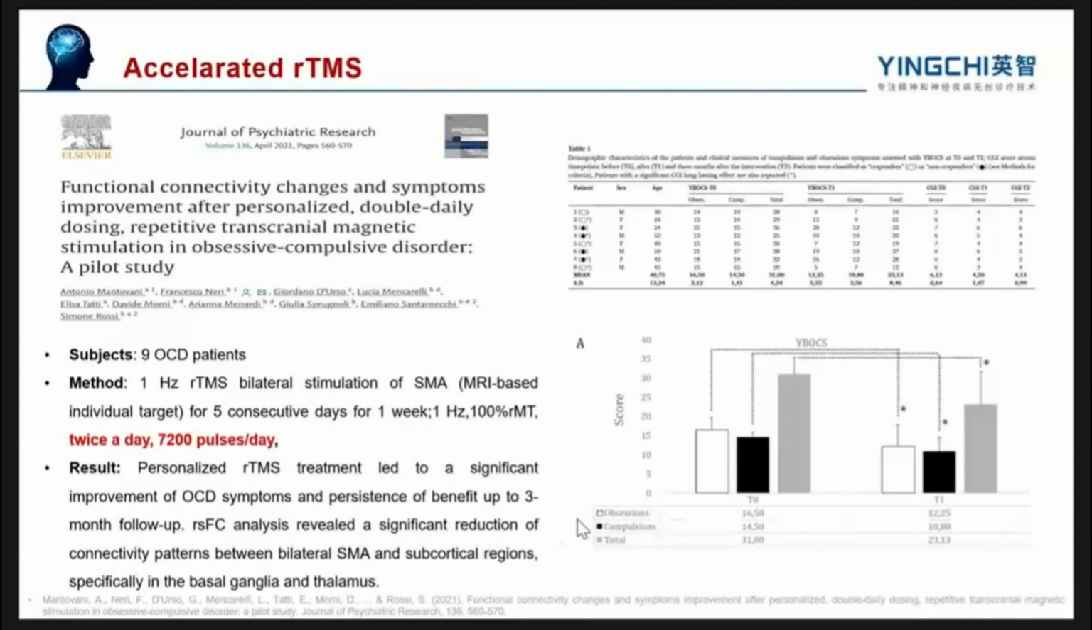And there's also, and the results can also be maintained to the 3-month follow-up evaluation. So maybe for patients with severe OCD symptoms, we can use this accelerated rTMS treatment.